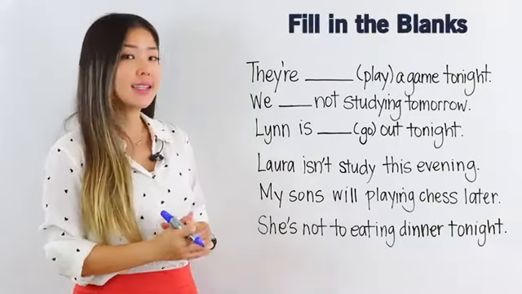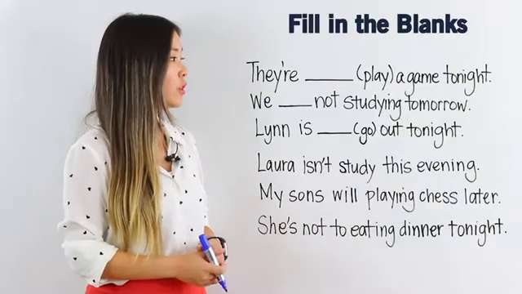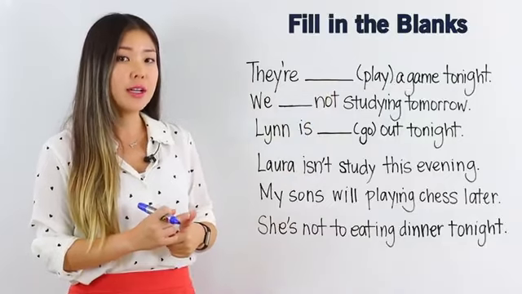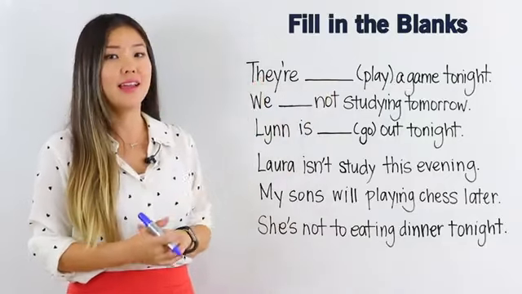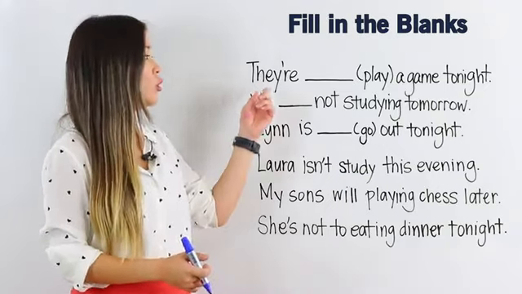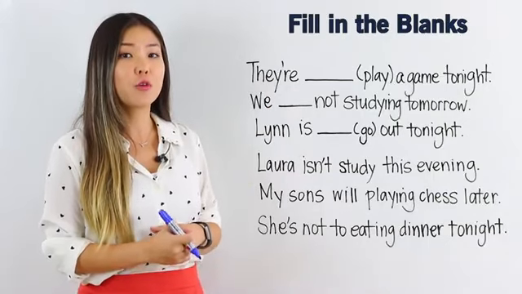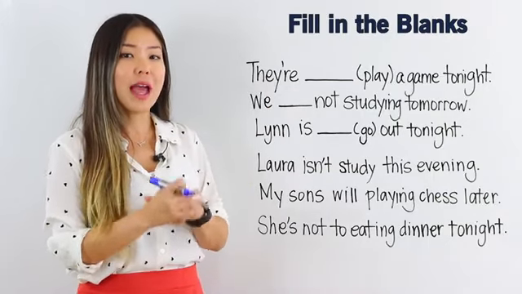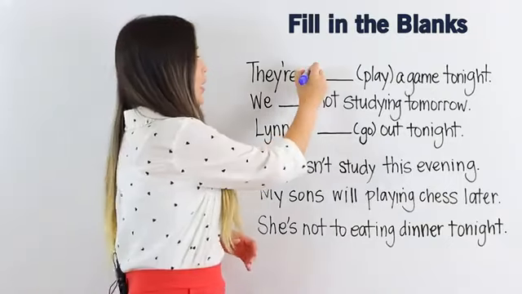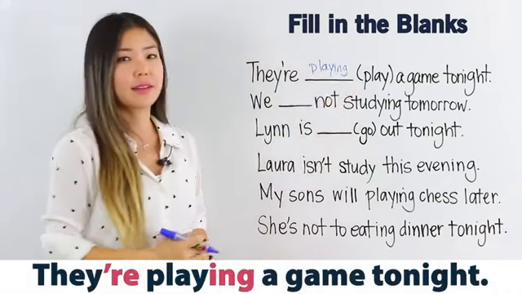The first sentence says, they're play a game tonight. The verb we want to use is play. Remember, we start with the subject, and here we have it, they. Then we have the be verb. In this case, we used a contraction for they are, they're. That's correct. After that, we have to add ing to the end of the verb. So the correct answer is, they're playing a game tonight.